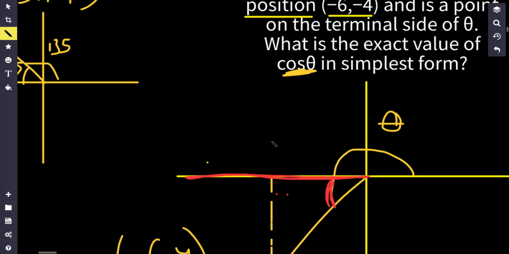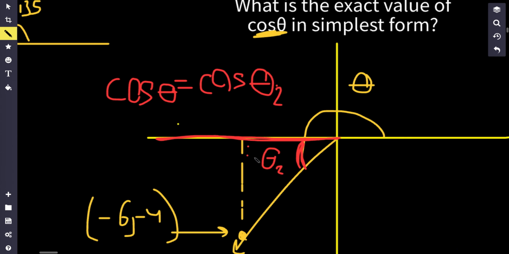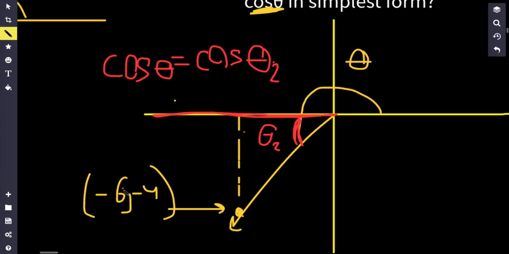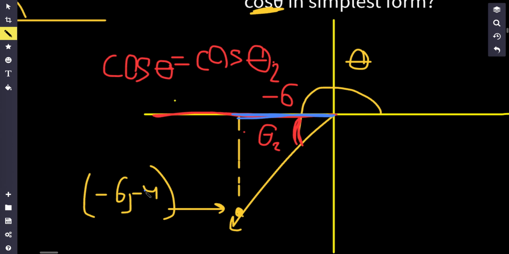So in this case, cosine of our angle is going to be equal to cosine of this little angle right over here. Let's call it θ2, okay? All right, so now we know that our x value is -6. So in this case, we go -6 in the x direction. In the y direction, we go -4. So -4 is going to be right over here.